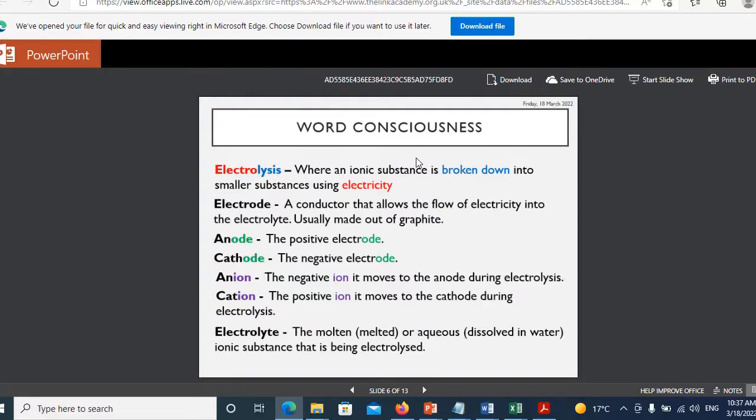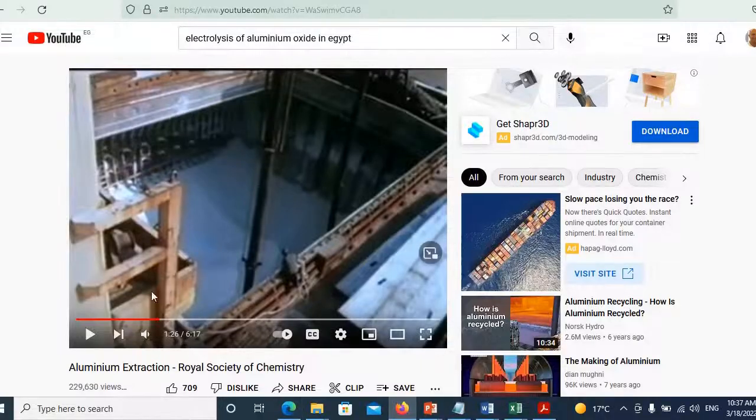Electrolyte, the molten, melted or aqueous dissolved in water ionic substance that is being electrolyzed. This is all about the process. Now we go to check and see the video.